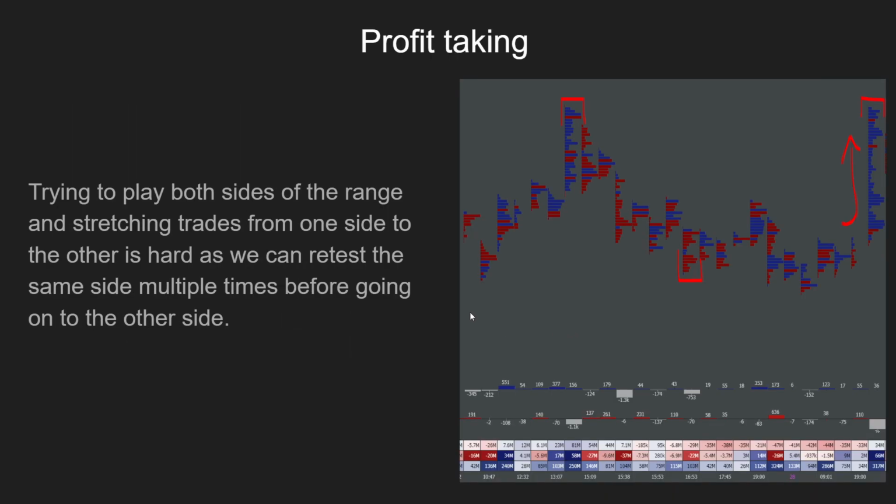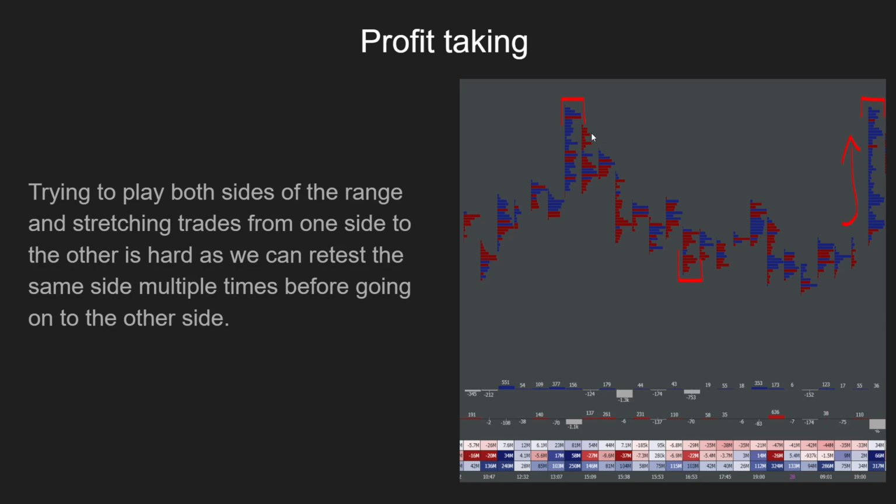Profit taking. Trying to play both sides of the range and stretching trades from one side to the other is hard, as we can retest the same side multiple times before going on to the other side. As you can see in the picture from the last play we described, we went from the top of the range down to the middle, and then instead of going opposite, we ended up retesting the same high.